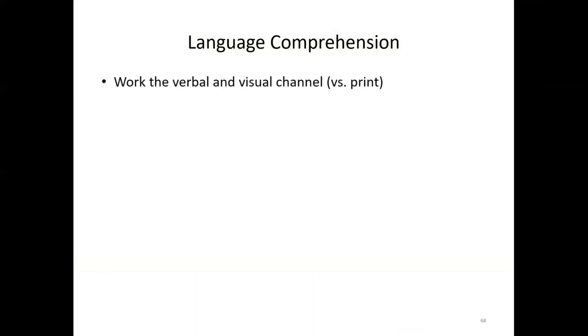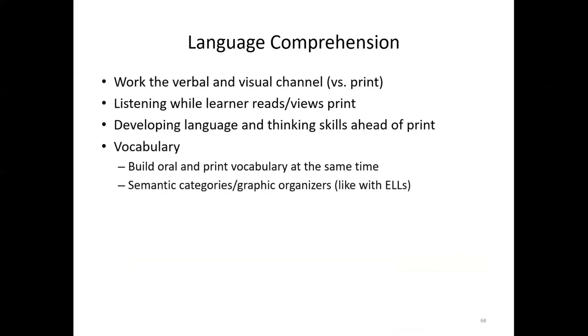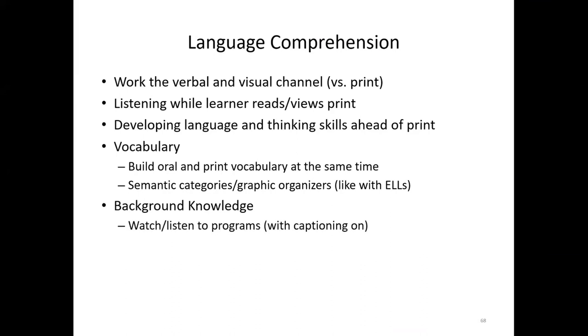Work the verbal as well as the visual channel when you're teaching reading, because you need to develop both and you need to bring them together. So listening while learning to read, viewing the print, is a very important and powerful thing for adults, because they need to develop the language and thinking of an adult. If you simplify the text, then it's no longer the language they use every day. They need to use oral and print vocabulary together. They need to use graphic organizers and build their background knowledge through different kinds of programming.